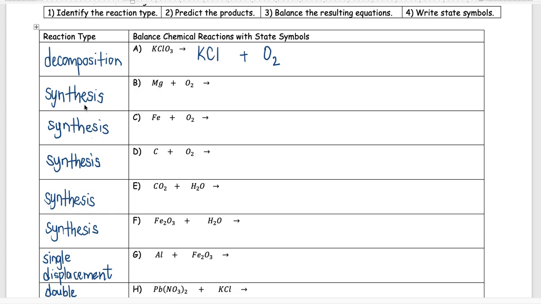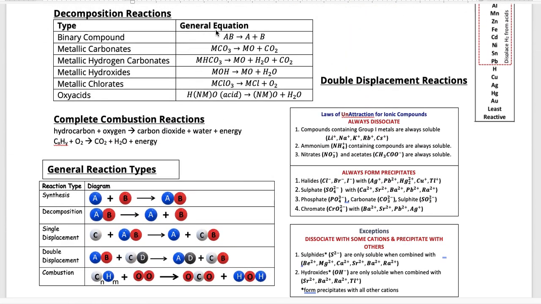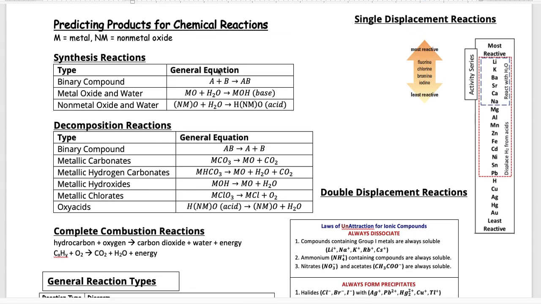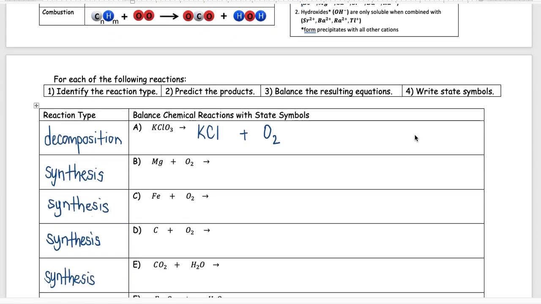All right, here's the next one. So we have synthesis reactions. We have metal and oxygen here. So basically, we have an element and an element. Remember with the synthesis reaction, it becomes a binary compound. So we're just sticking them together.